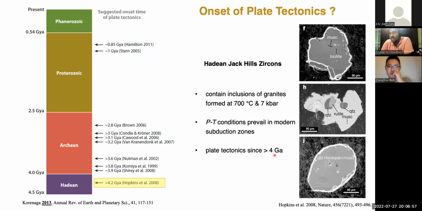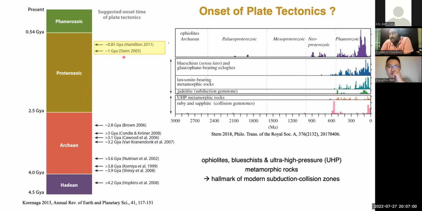The other extreme is at 0.8 Ga. People like Hamilton or Bostrom have worked a lot on this, and they argue based on certain distinguished, quote unquote, rock types that they think are very diagnostic of modern plate tectonics, in particular ophiolites, ultrahigh-pressure rocks, the blueschists, the jadeite, and so on and so forth. This is a diagram showing the distribution of these different rock types across the age of Earth. What they show is that most of these rock types are concentrated at around 600 Ma, with sporadic occurrences in the Proterozoic.